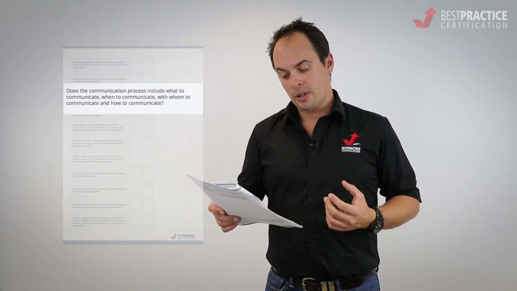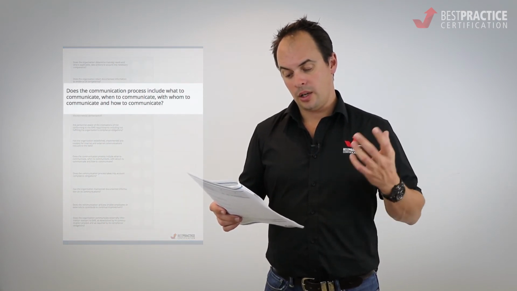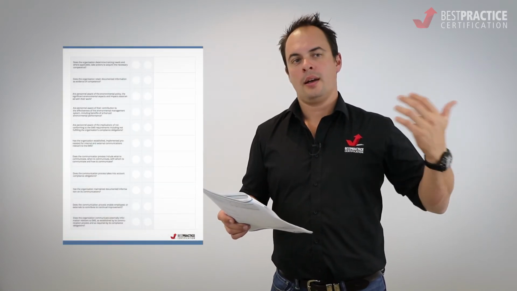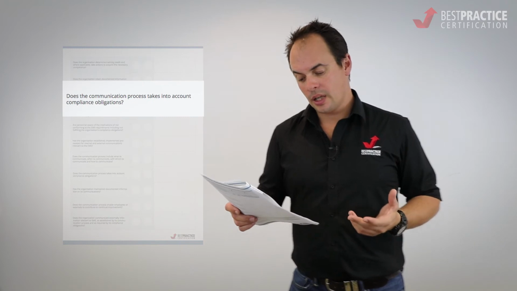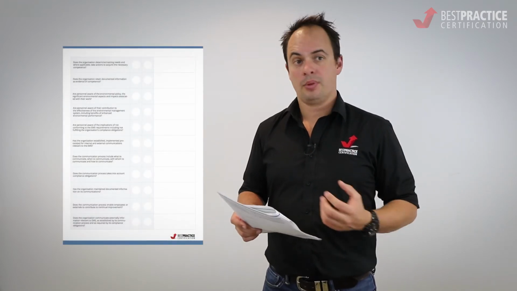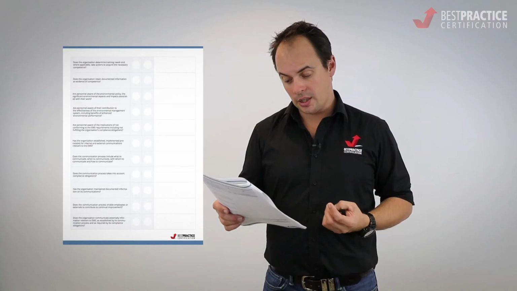Does the communication process include what to communicate, when to communicate, whom to communicate, and how to communicate? Again, what, when, where, how. Does the communication process take into account compliance obligations? Do we have mandatory compliance, mandatory reporting, mandatory communication procedures with some of our regulators? Important to understand, and the responsibility of your environmental manager.